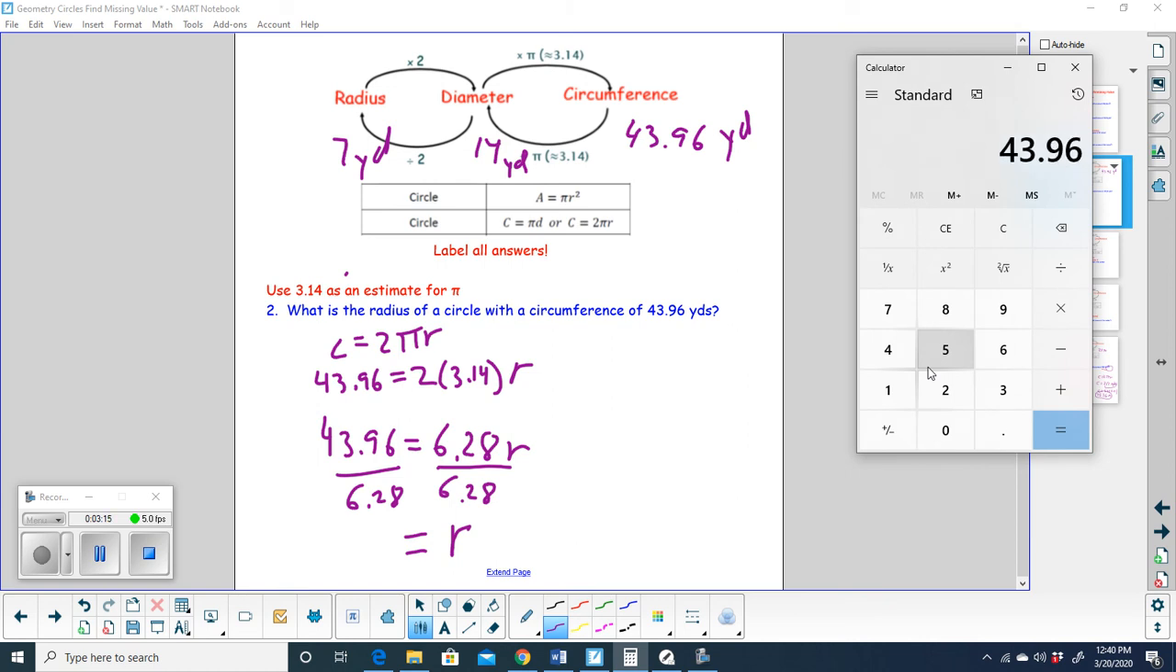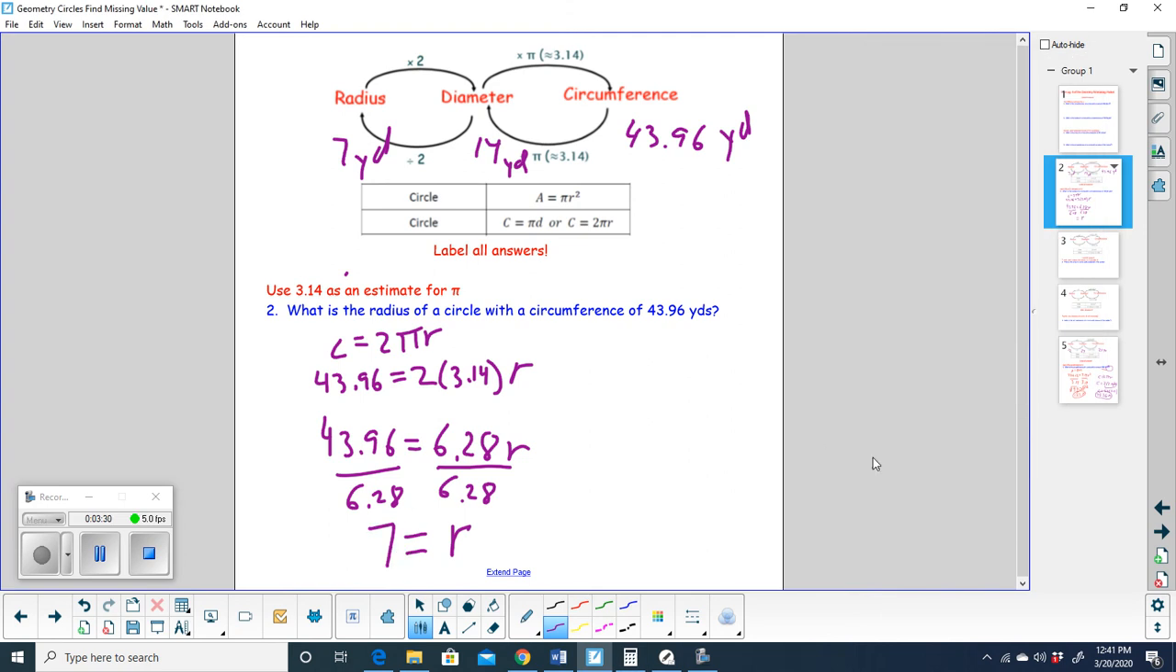43.96 divided by 6.28. Whoops, typed it wrong, 6.28. So 43.96 divided by 6.28 is equal to 7. So the radius is equal to 7, but let's not forget we're talking about a measure of distance, so it's going to be 7 what? In this case, we're talking about yards, so 7 yards. Hope that helped you. Thank you.